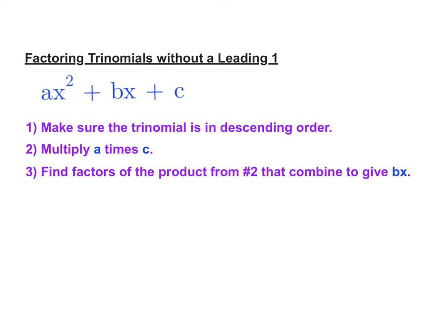So we add one little thing. Instead of just looking at the last term and finding factors of it that combine to the middle, we have to multiply A times C first, then find factors of that product that combine to give me that middle. That's the nuance that's a little bit different. That multiplication has to happen first. Once we do that, we're going to be in good position to finish this factoring up.